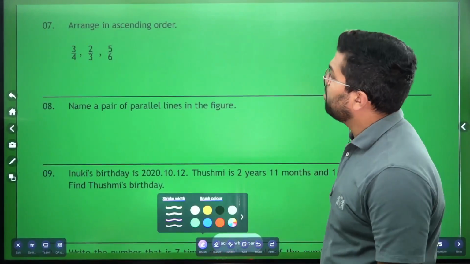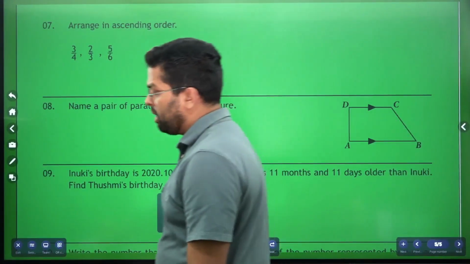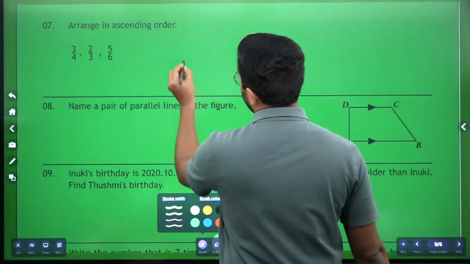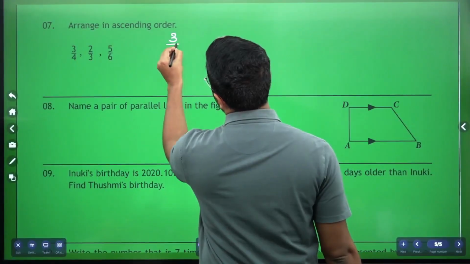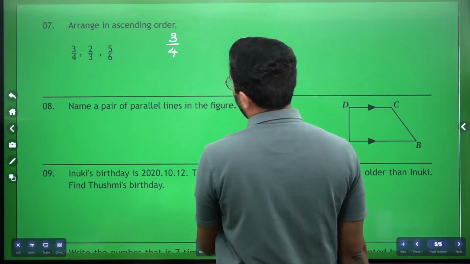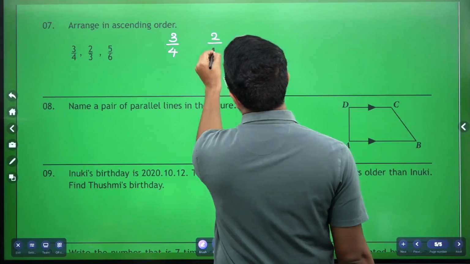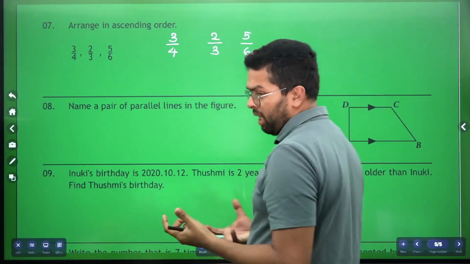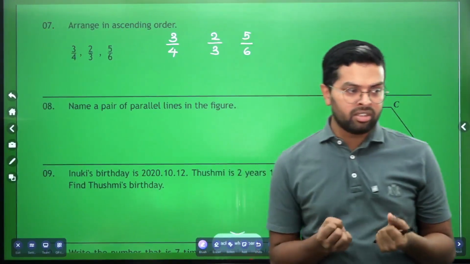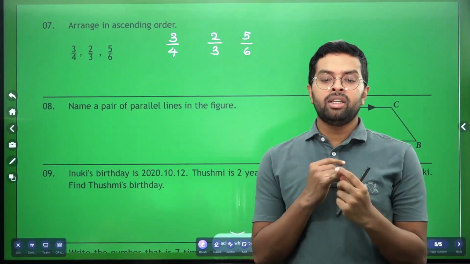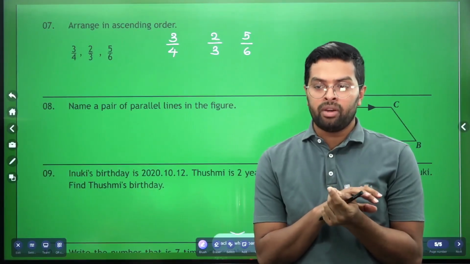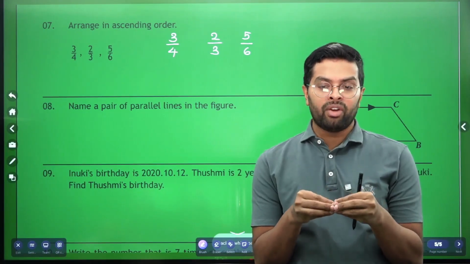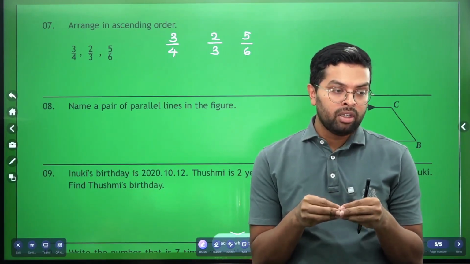Question number 7. Arrange the fractions in ascending order. The first fraction is 3 over 4. The next fraction is 2 over 3. The next fraction is 5 over 6. For us to compare fractions, the requirement is either the numerators of the fractions should be equal to one another, or else the denominators of the given fractions should be equal to one another. So that is the requirement.